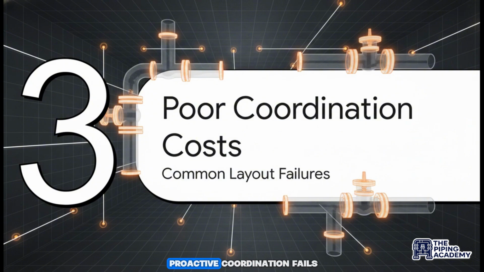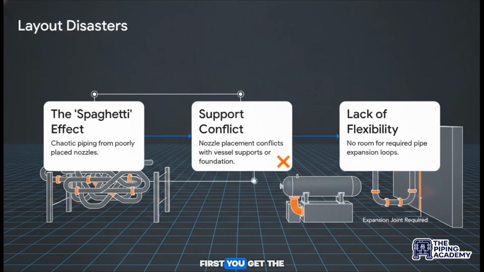When this kind of proactive coordination fails, the result is a set of really common layout failures, and they are obvious red flags of poor planning. First, you get the spaghetti effect. This happens when nozzles are just accepted as is, without any thought for the pipe rack. You end up with pipes weaving over and under each other in a desperate attempt to reach their connections. It looks chaotic because it is chaotic.